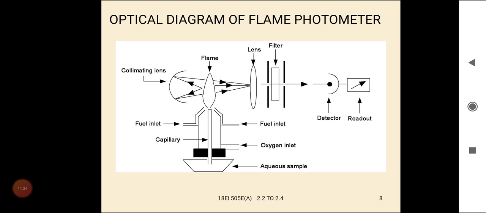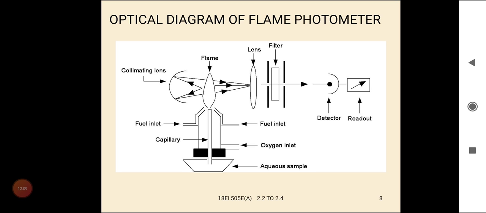This particular wavelength of light is passing on to the detector, where detectors like photocells, photodiodes or photomultiplier tubes are used, which convert this electromagnetic radiation energy into current. The current can be measured by a milliammeter or oscilloscope, etc.